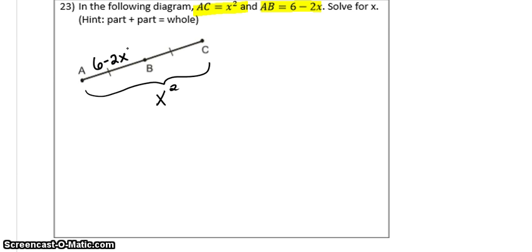In this scenario, we are being shown by the tick marks that B is the midpoint of line segment AC. We know a midpoint divides a line segment into two congruent parts.